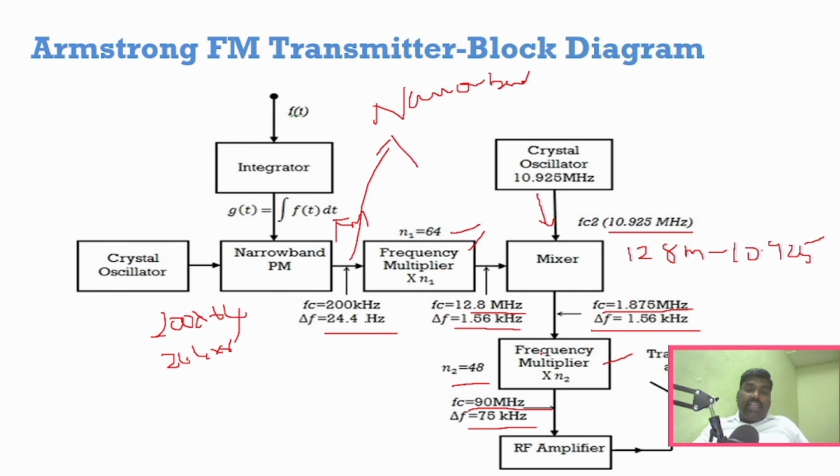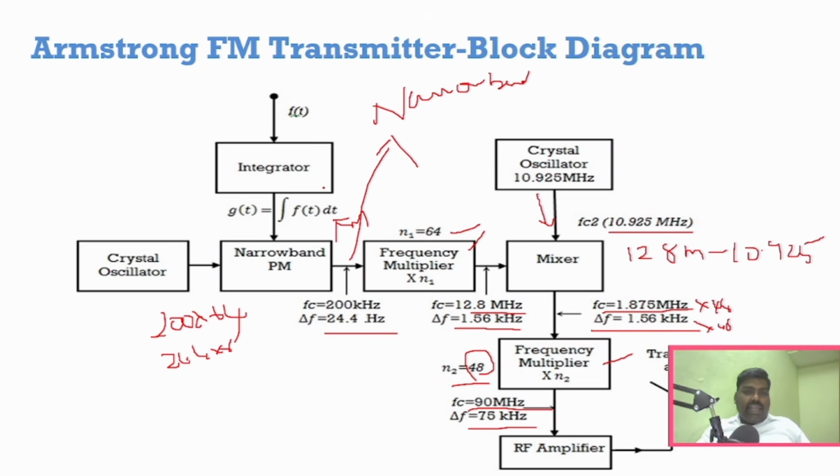Again it is sent to a frequency multiplier. The multiplication factor is 48 here. If you multiply the carrier frequency by 48 and the frequency deviation by 48, we obtain the desired carrier frequency of 90 megahertz and frequency deviation of 75 kilohertz, so that it can be amplified and transmitted. This is the indirect method of FM transmission. The operation is very simple.